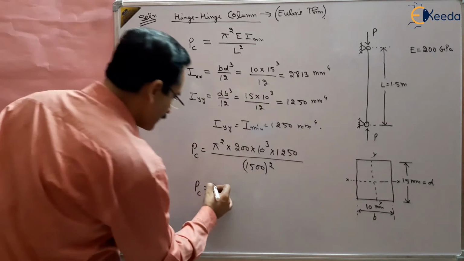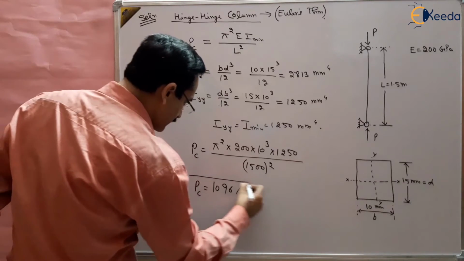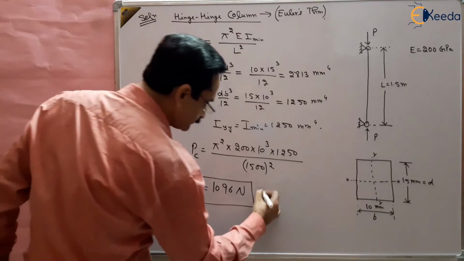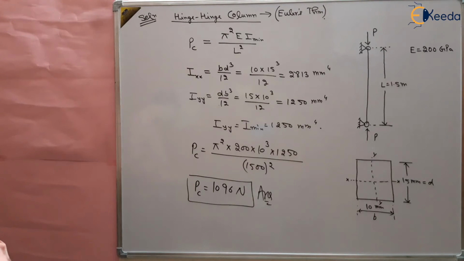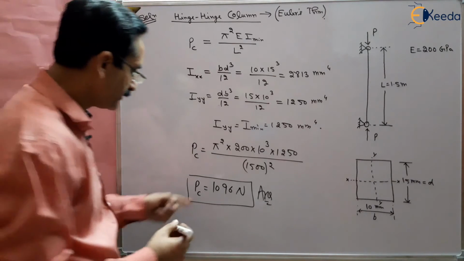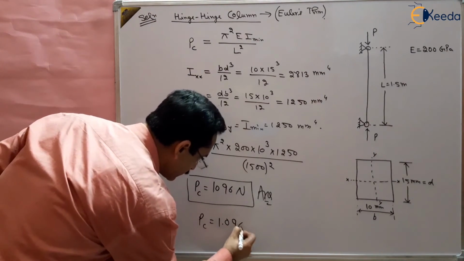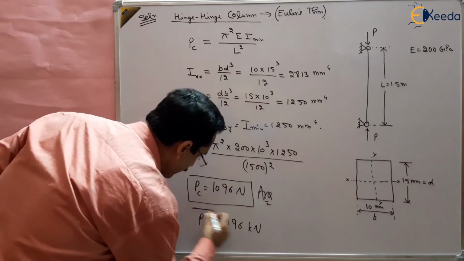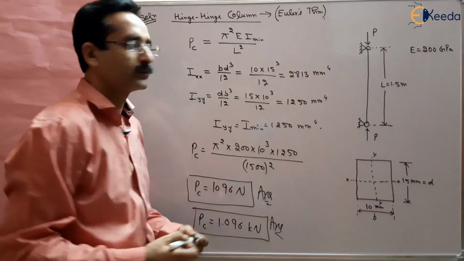So it will come out to be 1096 Newton. So this is the answer to this question, 1096 Newton or 1.096 kilonewton. If we have to find it in kilonewton, then convert it into kilonewton. This is 1.096 kilonewton. So this is the answer to this question.